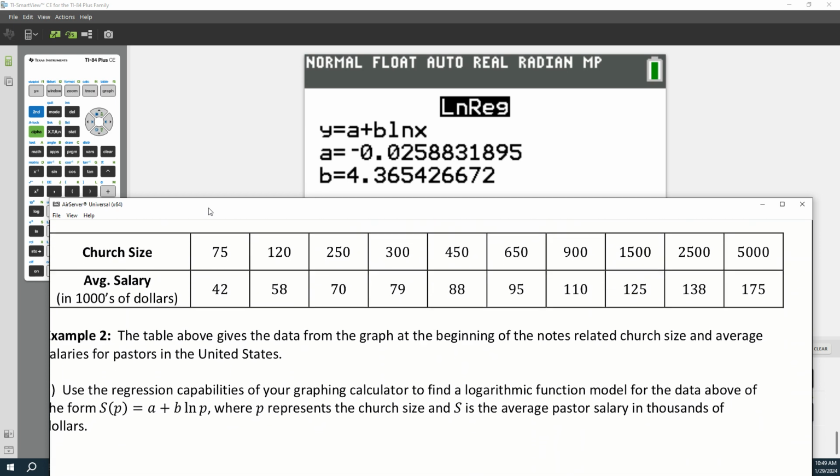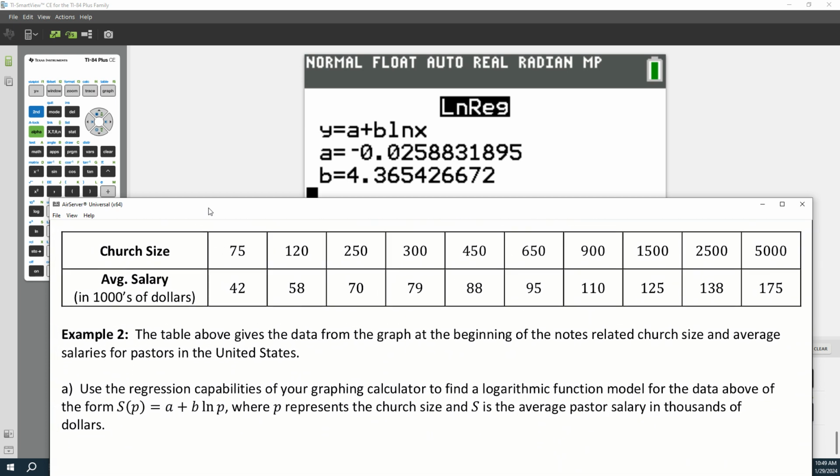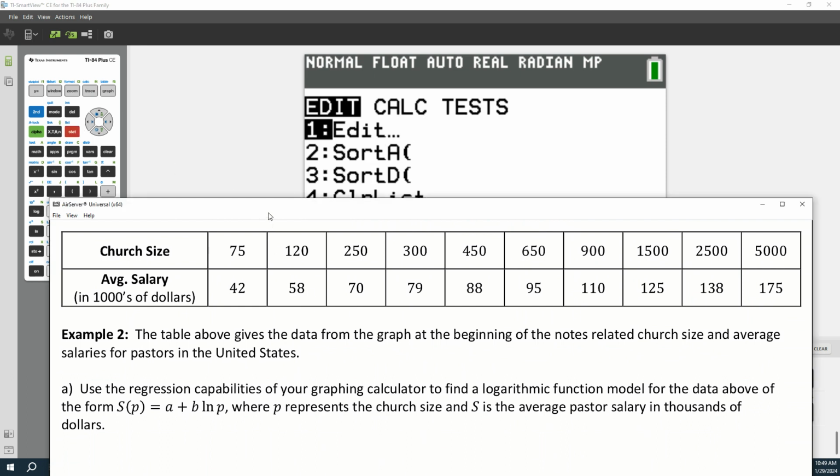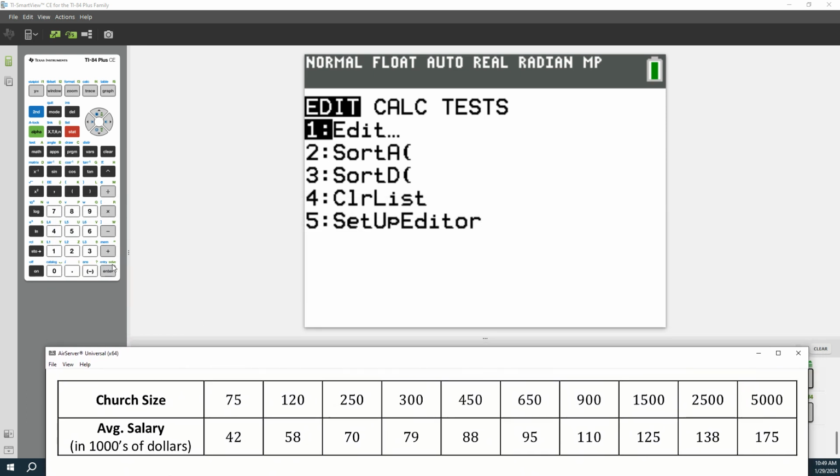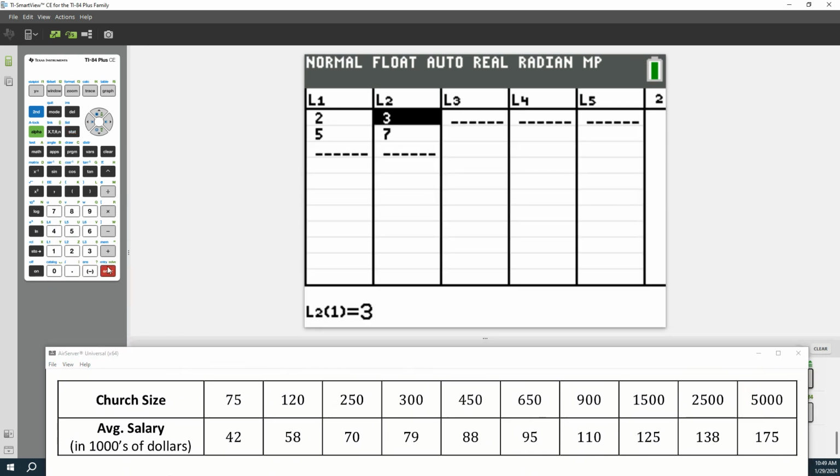Okay, let's look at the church data. The table above gives the data of the graph at the beginning of the notes that we talked about in the first problem. So we're going to use the regression capabilities of the calculator to find the logarithmic regression model. We're going to call it S of P, and let our independent variable be P, which is the church size, and S is going to be the salary. All right, so same thing we just did, but on a bigger scale. So we're going to go to stat, and go to edit, and we're going to put all that stuff in. So you guys do that for me, please.